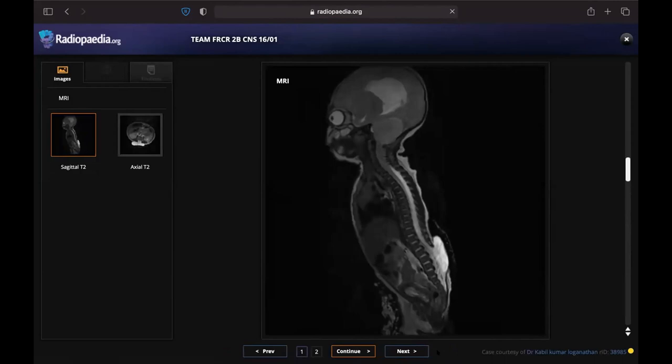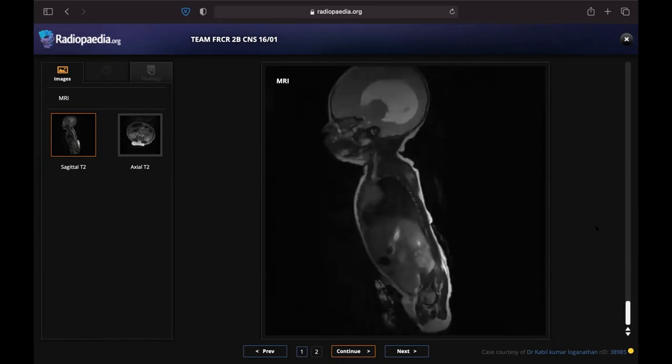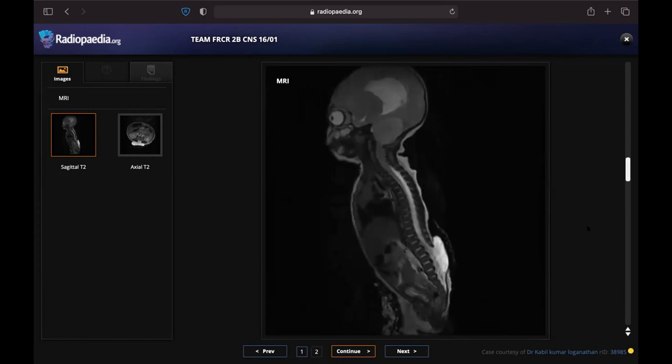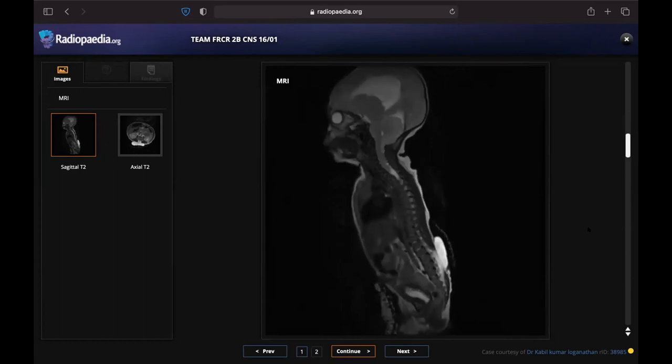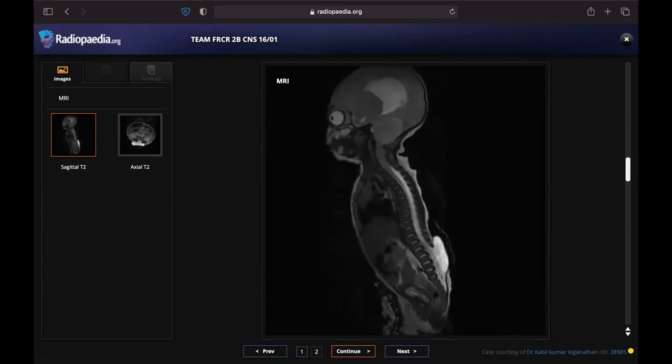Okay. So this is an MR study of a young baby, and it is for the entire neuraxis, T2 weighted sequences, and it's showing a cystic lesion that is seen bulging from the neural defect of the posterior neural arches of the lower lumbar spine, suggestive of meningocele.